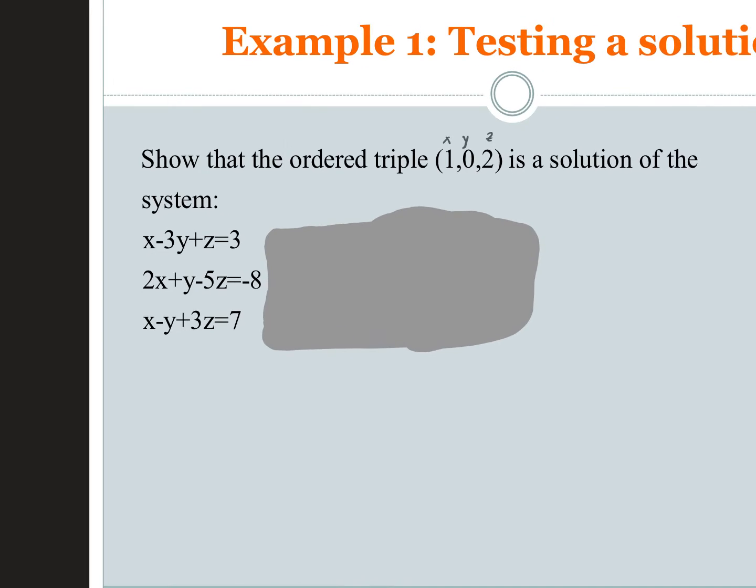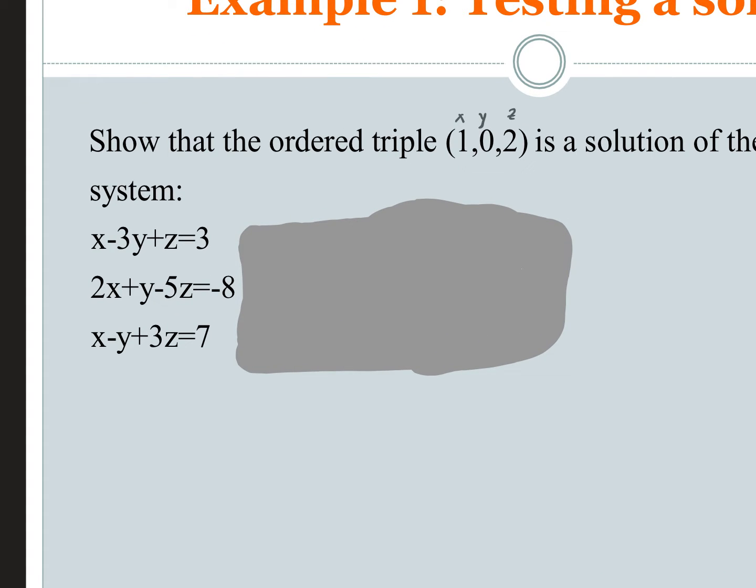Like in a case like this, it says show that the ordered triple 1, 0, and 2 is a solution for the system. So what you would do to show is you would say, okay, in this first equation, I have 1 minus 3 times 0 plus 2 equals 3. So -3 times 0 crosses out, right? 1 plus 2 is 3. Does that work? Yes. So now I go here and I say, okay, 2 times 1 plus 0 minus 5 times 2 equals -8. Well, I have 0 here. What is 2 minus 10?